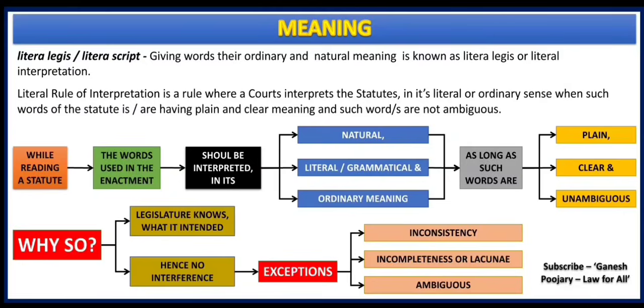Saying so, there are exceptions if the words are inconsistent, or if they are incomplete, or if there is a lacuna, or if they are ambiguous. In that case, there is an opportunity for the court to interpret. That we are going to understand in other rules, but for now, we need to understand that the words in an enactment or a statute should be interpreted in their natural, literal, grammatical, and ordinary meaning only, as long as such words are plain, clear, and unambiguous. I hope that's very clear. With that, I am taking you to the next slide where we will see the different names.